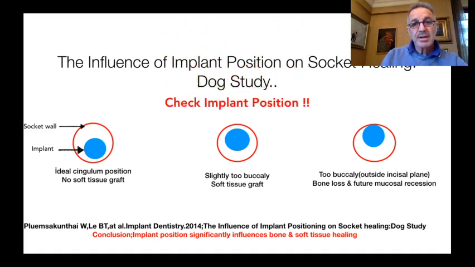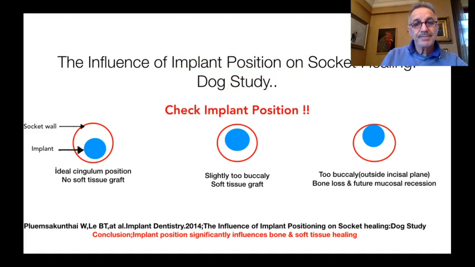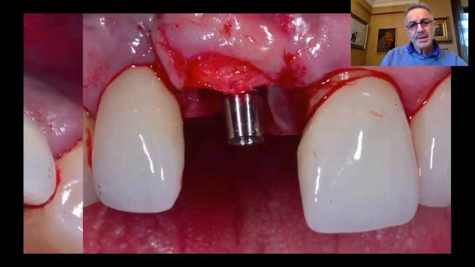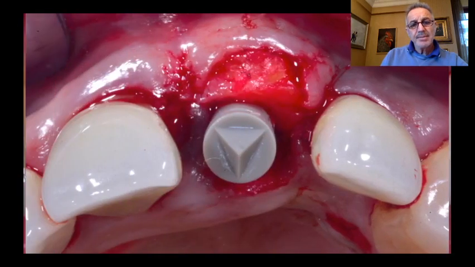So check your implant position carefully. This is our Ti base and our scan body. Now the patient is ready for scanning.